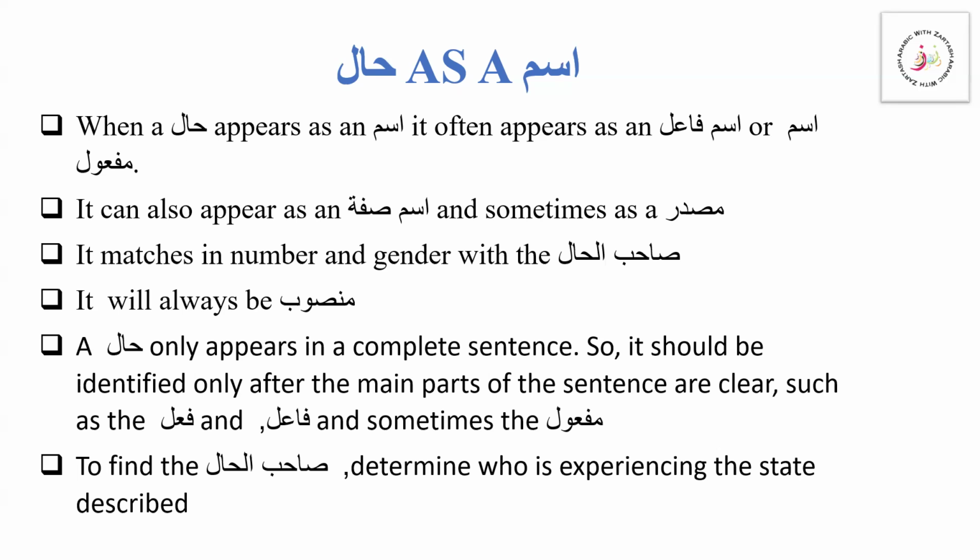Also, we learn that a hal only appears in a complete sentence. If you remove the hal, the sentence still makes sense. So this hal should be identified only after the main points of the sentence are clear, such as the fa'il or the maf'ul. So we need to see that hal will appear in a sentence when the sentence is complete, and in the end we'll mostly see an isim in the form of hal.